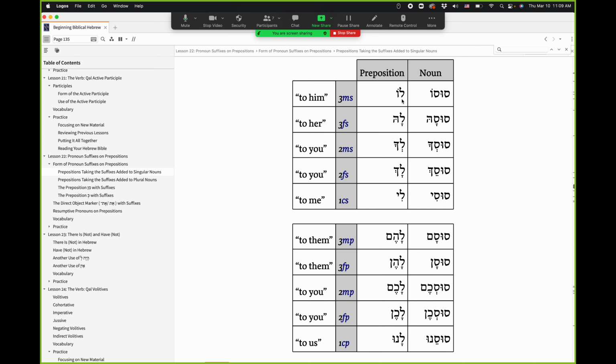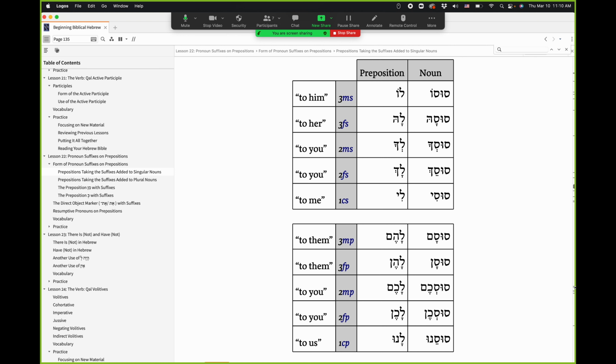In the same way, the prepositions also need these plural suffixes, not because the prepositions are plural, but because this could be to a single person, to him, to her, to you, to me, but it could also be a plural group, to them, and so you would take the plural suffix. Make sure that you distinguish the number of the noun from the number of the suffix. You can have a singular noun with a singular suffix, but also a singular noun with a plural suffix. Likewise, you can have a plural noun with a plural suffix, our horses, but also a plural noun with a singular suffix, my horses.